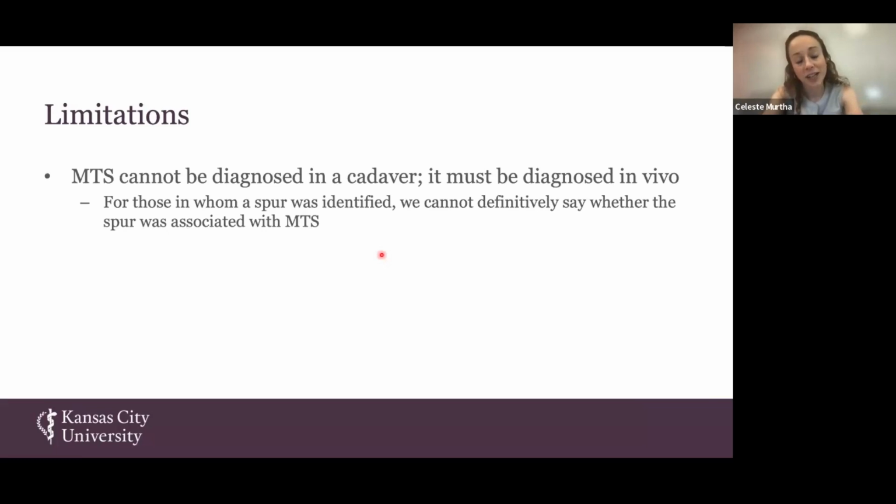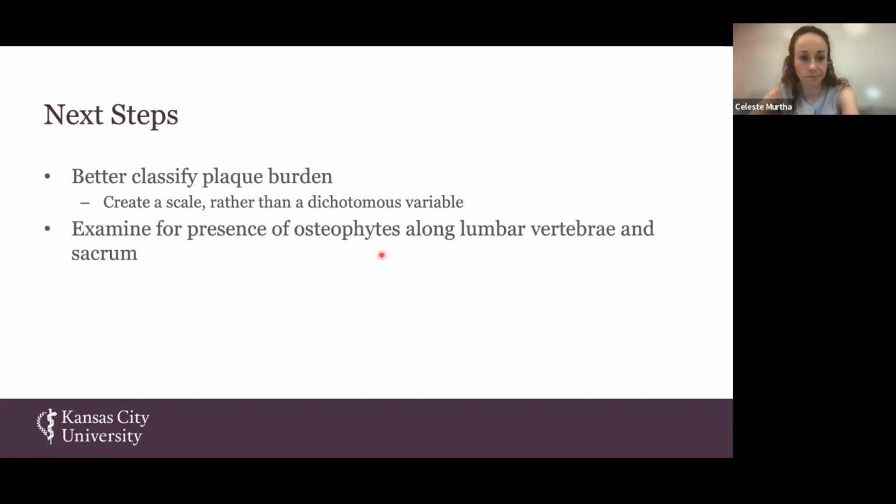In terms of limitations, May-Thurner syndrome unfortunately cannot be diagnosed in a cadaver. It must be diagnosed in vivo. So for those in whom a spur was identified, we cannot definitively say whether the spur was associated with May-Thurner syndrome, although I am not personally familiar with any other conditions in which we observe spur formation.